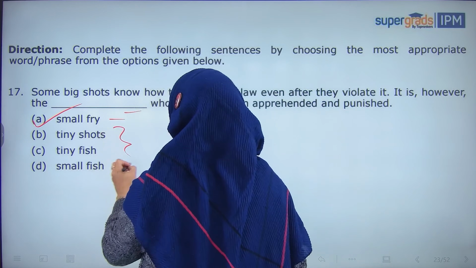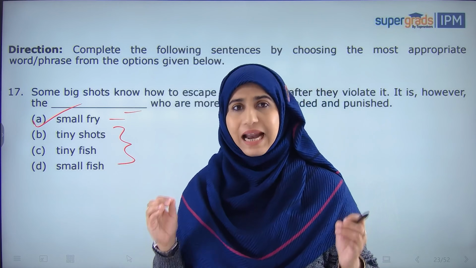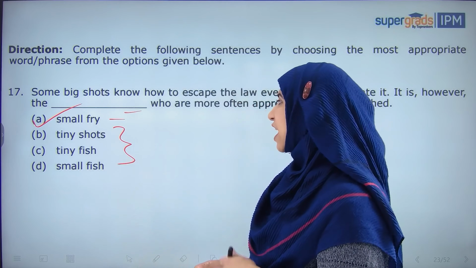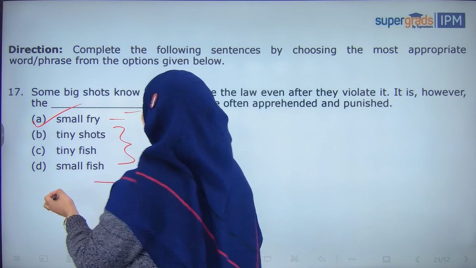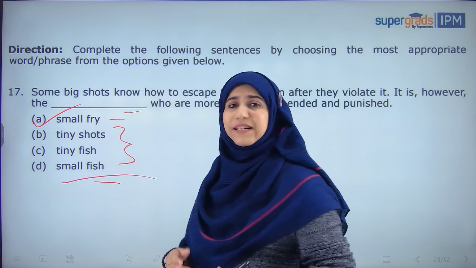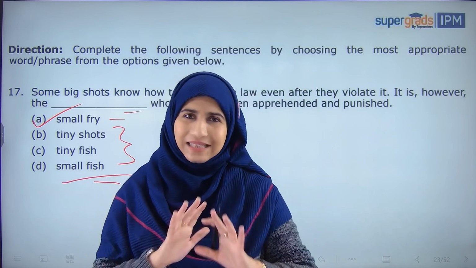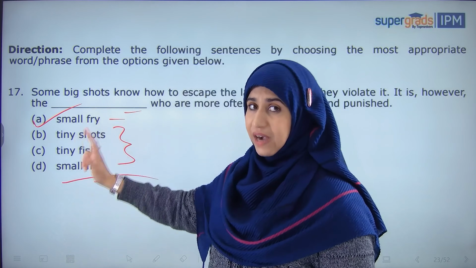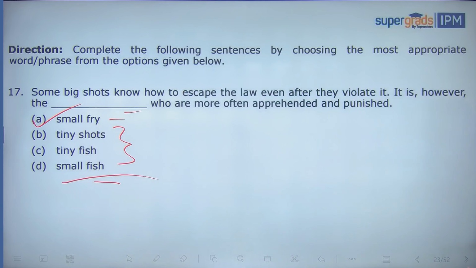These words definitely are not acceptable, popular, standard idiomatic expressions. Tiny shots, tiny fish, no. Small fish. While you can use them metaphorically, I'm a small fish in front of him, but this is not a standard idiom. Small fry is the right word, okay? A is the right answer. Hope it is clear.